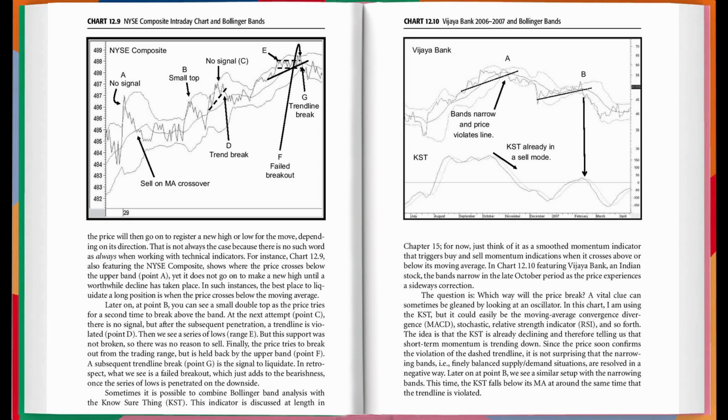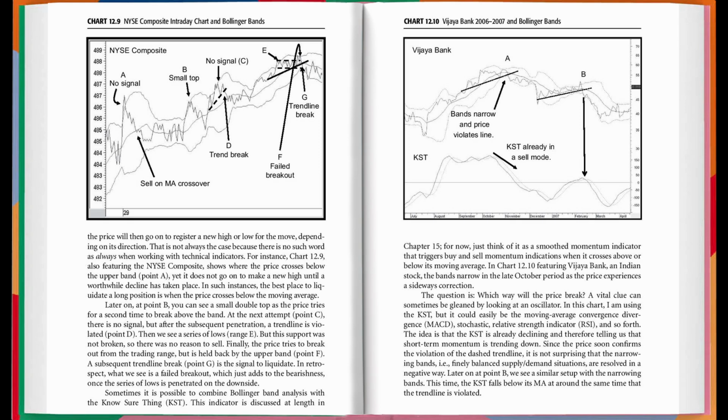but this support was not broken, so there was no reason to sell. Finally, the price tries to break out from the trading range, but is held back by the upper band, point F. A subsequent trendline break, point G, is the signal to liquidate. In retrospect, what we see is a failed breakout, which just adds to the bearishness once the series of lows is penetrated on the downside.